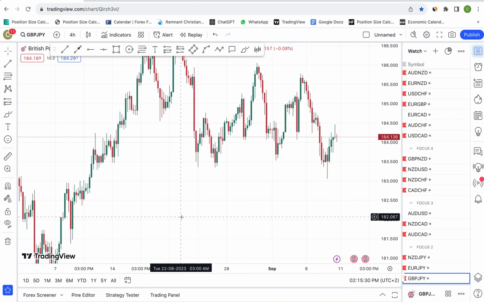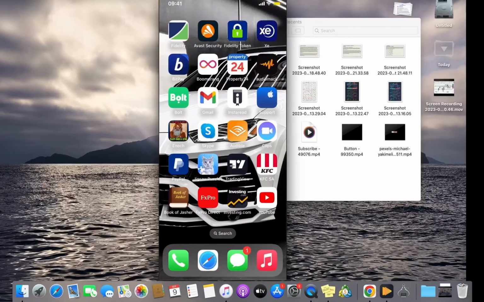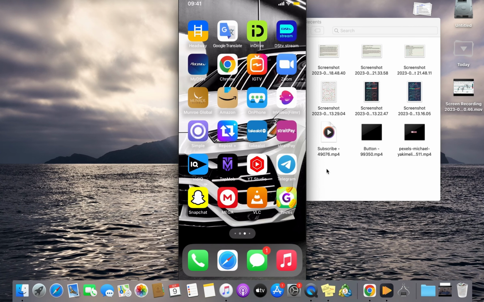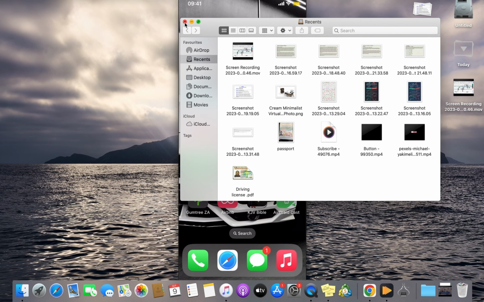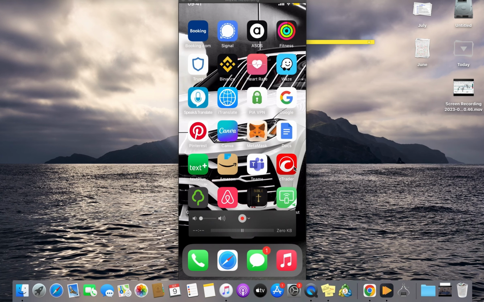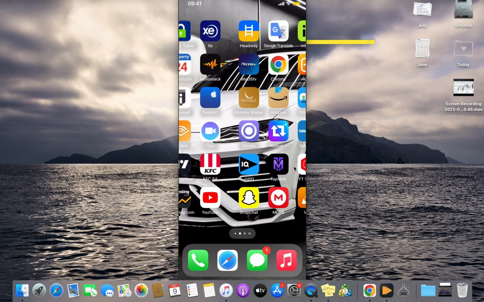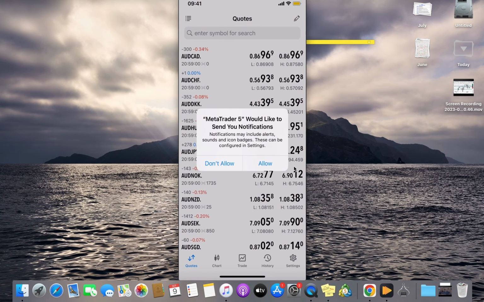Okay, guys, I said I will show you how I took this trade. GBPJPY. You can see here on my phone. I want to go to my MT5 right here, how I took this trade. I'm about to show you right here. So let's go to my MT5 to show you how I eventually took this trade.